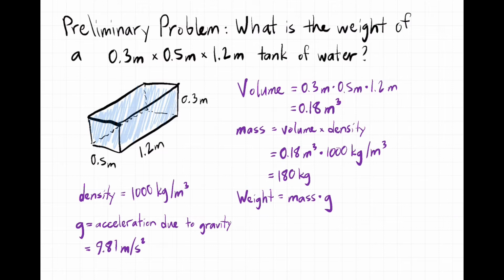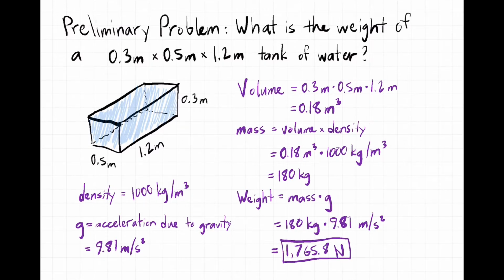So the weight of our tank of water is 180 kilograms times 9.81 meters per second squared. That will give us 1,765.8 kilograms meters per second squared. The units, we call that a Newton. Newton is a measure of force, in this case weight. So that is the weight of our tank of water.